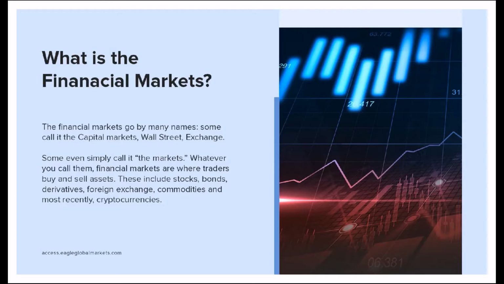All these financial instruments, all these assets are what you can trade in the global financial markets, which goes from stocks, bonds, derivatives, foreign exchange, commodities, and a lot more.